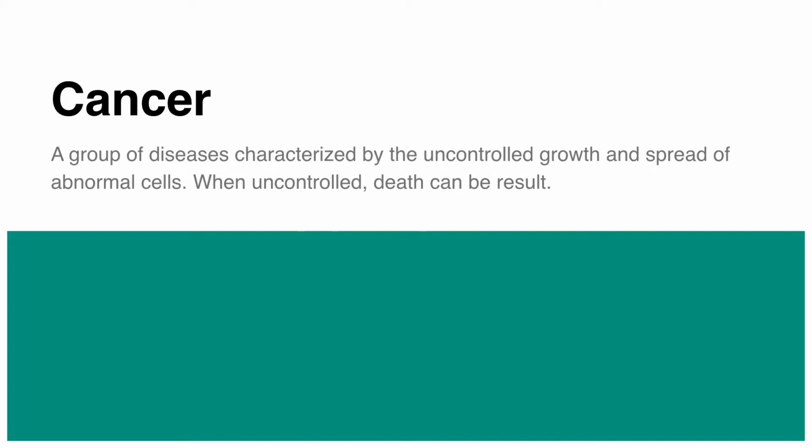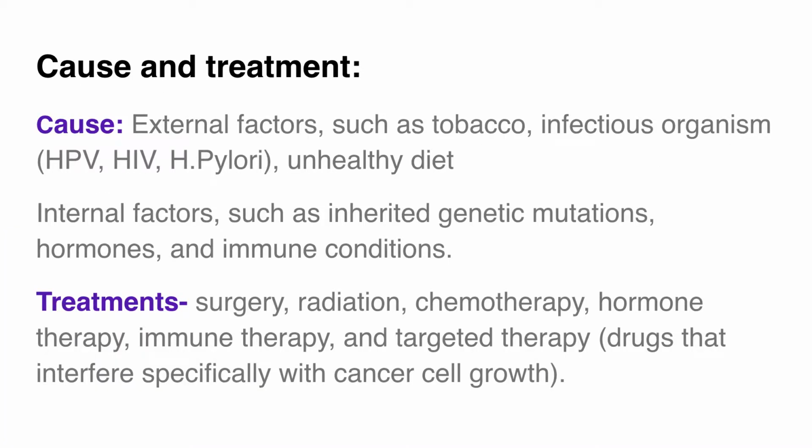So, cancer. You guys have gone over some of the nitty gritty pathoanatomical stuff about this earlier on in your didactic year. But cancer is a group of diseases characterized by the uncontrolled growth and spread of abnormal cells. And when that growth and spread is uncontrolled, death can be the result. So there's lots of different causes, lots of different treatments.